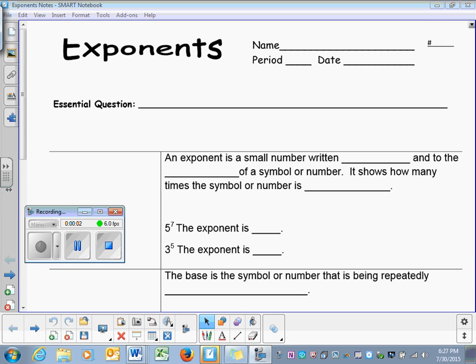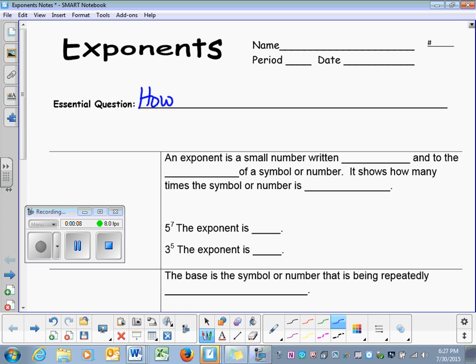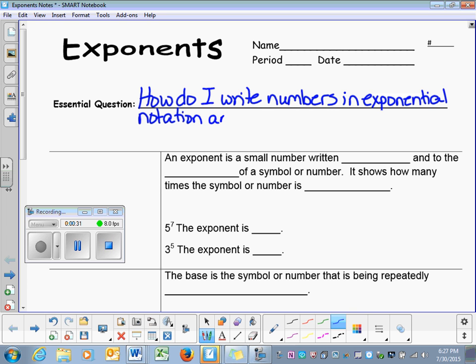The last lesson in this unit is on exponents. Our essential question is, how do I write numbers in exponential notation, and how do I solve problems with exponents?